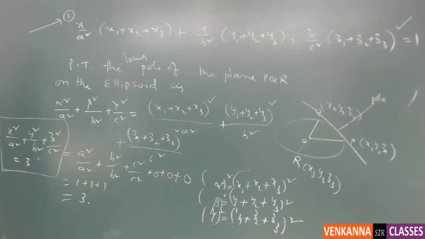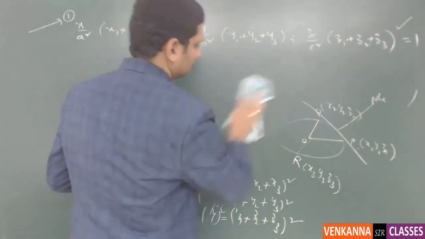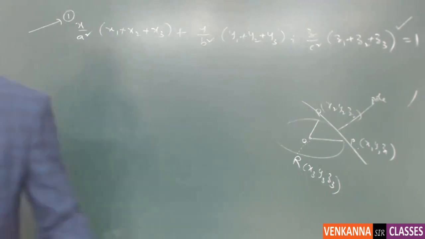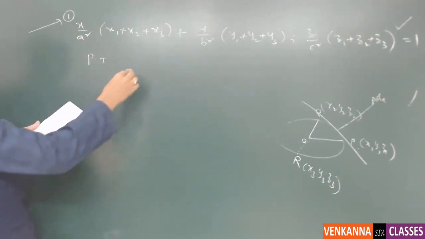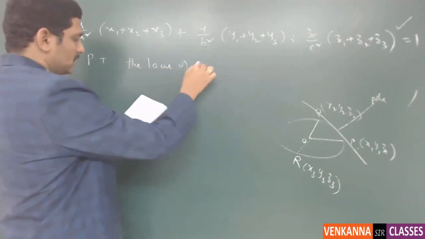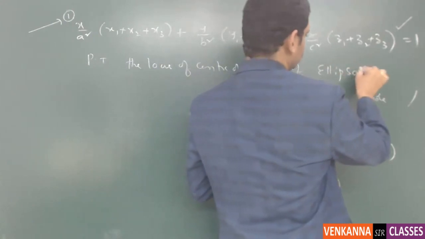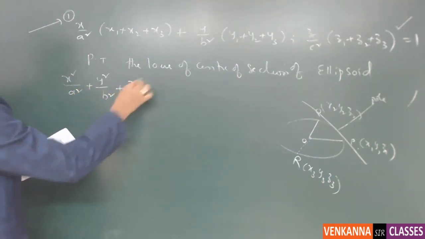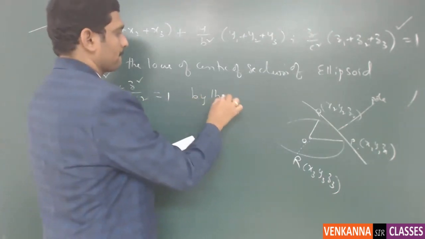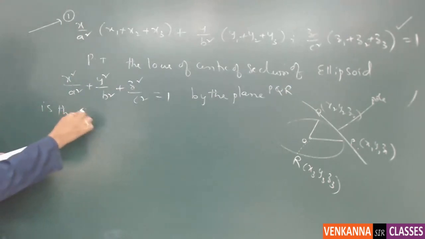Right. I will take the next problem then. So the next problem is: prove that the locus of center of section of ellipsoid by the plane PQR is the ellipsoid.